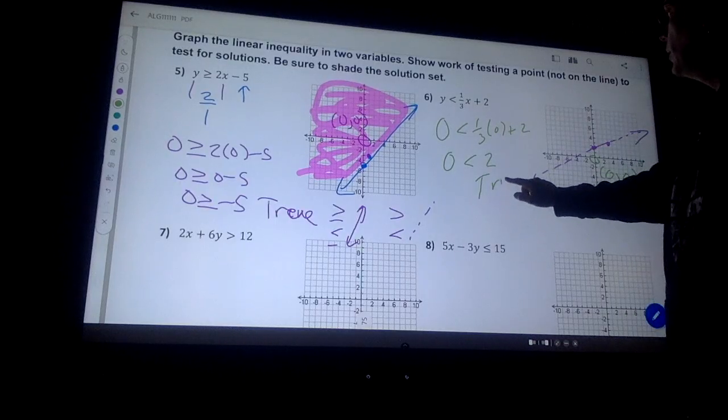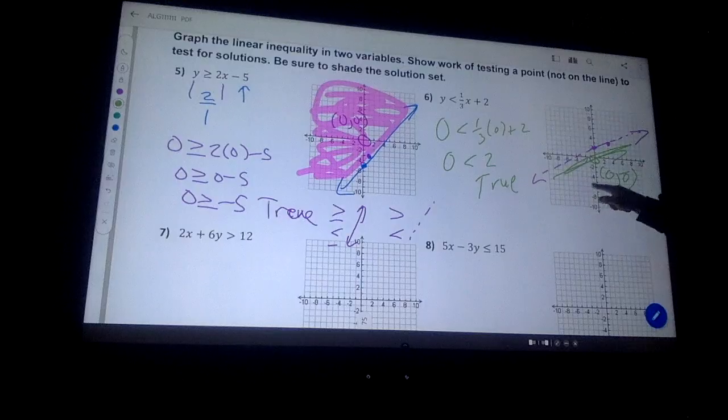So is 0 less than 2? That's true. So I'm going to shade this region down here for where our solution lives. It goes right up to the line. And you don't have to make it a perfect shade.